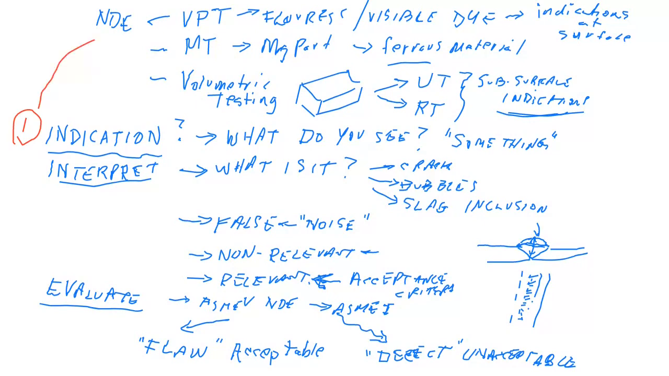And to see it, we used non-destructive examination. Then we had to interpret, what is it? Is it a slag inclusion or is it a bubble? Is it noise? So is it a false indication? Is it a non-relevant indication? Or is it a relevant indication? And then the next step is, if it is in fact a relevant indication, can we live with it? Then it's just called a flaw. Or if it's absolutely unacceptable, it's a defect, and we have to reject it.